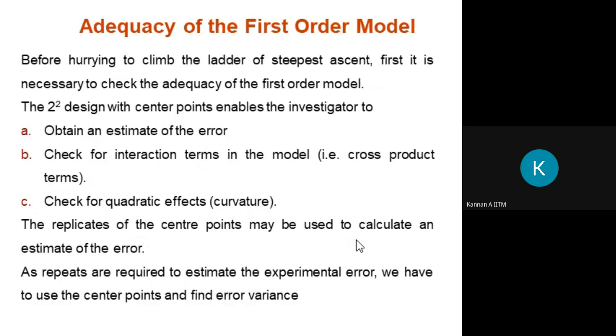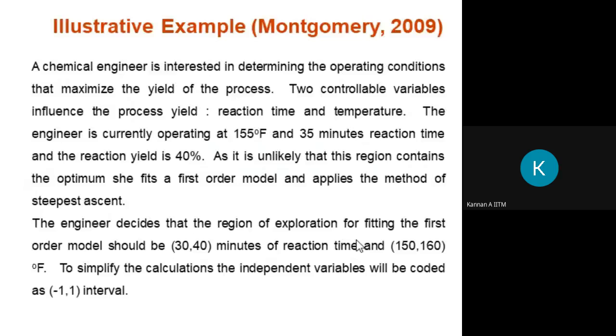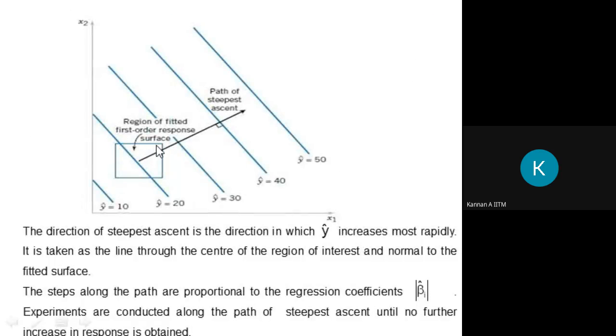So before we are in a hurry to climb the ladder for steepest ascent, we have fitted a model here, a linear model, linear in x1 and x2, a first order model because we are not having higher order terms. So we want to go in the direction of steepest ascent. But our model may not be satisfactory. We might have neglected curvature in the response. The responses, instead of being straight lines, could have been curved lines.